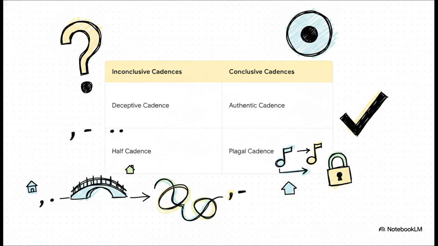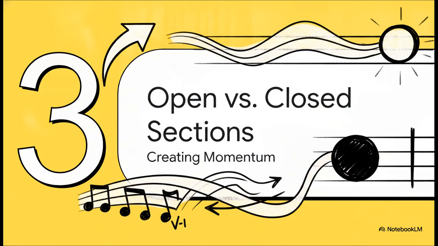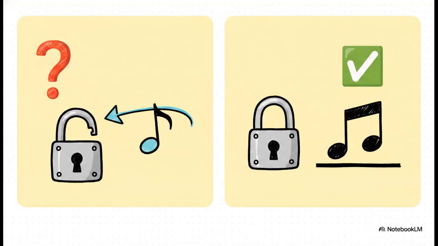The authentic cadence, moving from V to I, gives you a definitive, satisfying resolution. It essentially tells your brain, okay, this thought is completely done. Section 3. Open versus closed sections. Now let's zoom out and see how this builds into larger song structures.